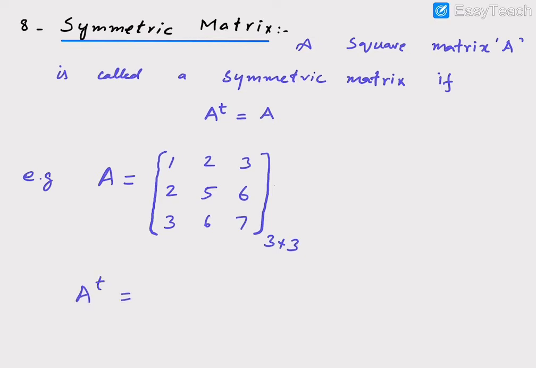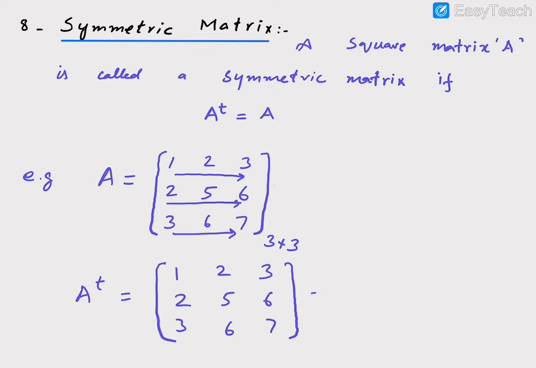If you take its transpose, what will be its transpose? A transpose will be this row, change this row into column, so it will be 1, 2, 3. Change this row 2, 5, 6 into column, so it will be 2, 5, 6. Change this row into column, so it will be 3, 6 and 7. Now you can see this is the same matrix A. So A transpose is equal to A.